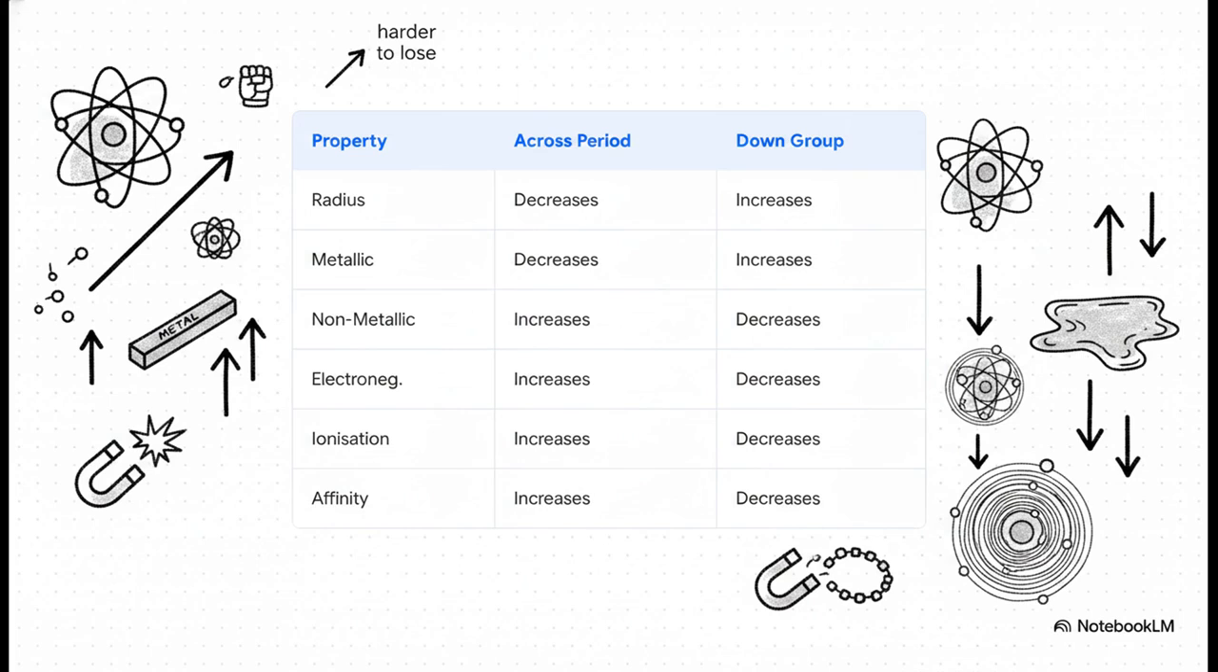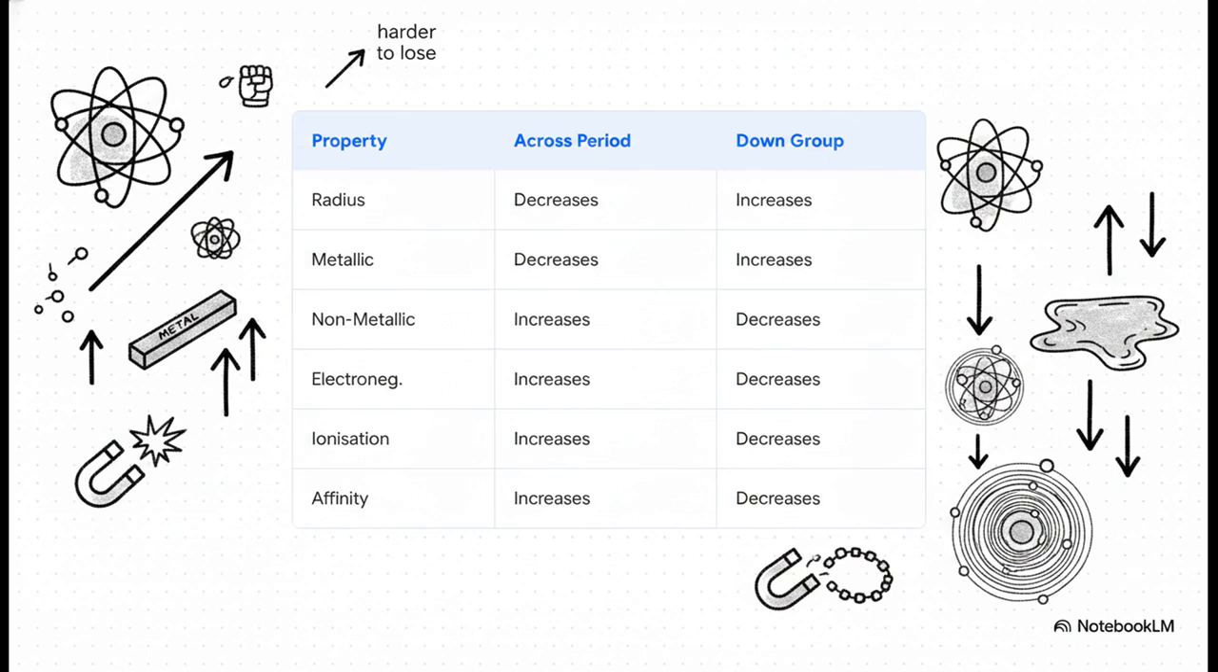As you go across a period left to right, the atom shrinks. Because it shrinks, it becomes way harder to lose electrons, meaning its metallic character goes down. But because of that tight nuclear grip, it becomes amazing at attracting new electrons. So non-metallic character, electronegativity, ionization potential, and electron affinity all increase in tandem.